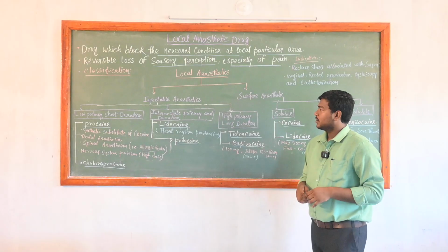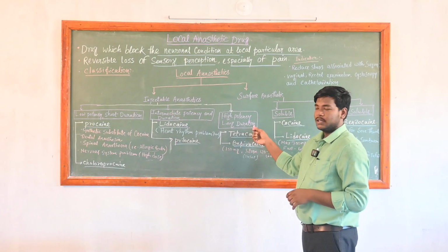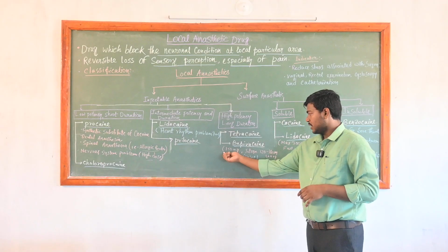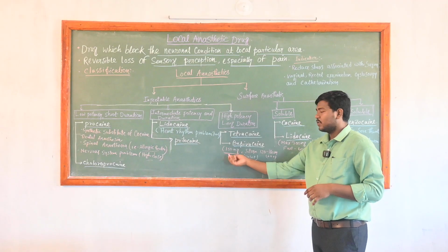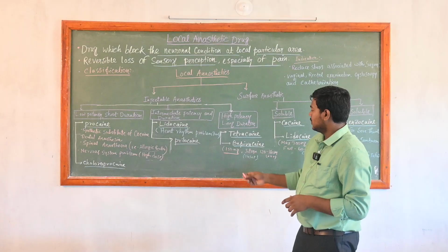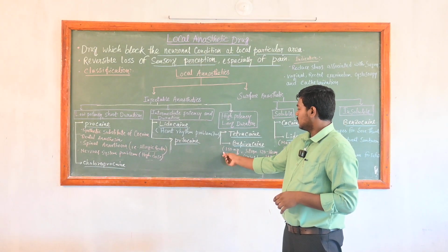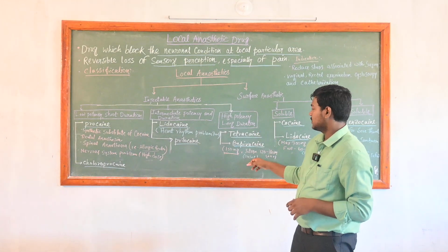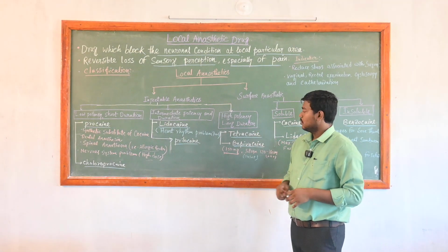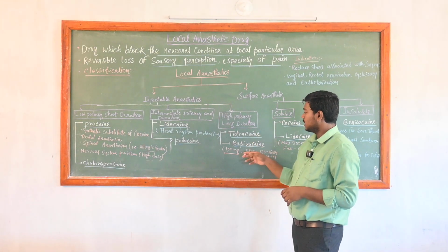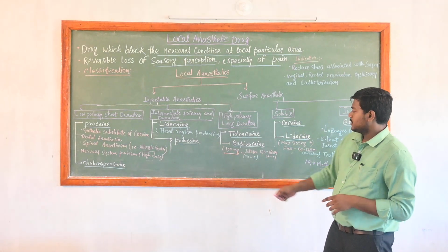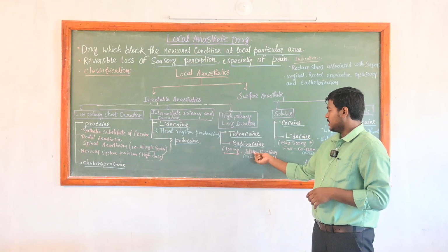Bupivacaine is one of the important drugs in this category, and the maximum dose is 150 mg. So what is the maximum dose? That means above 150 mg, it shows the toxic effect. So the limitation is 150 mg. To provide anesthesia, we can use Bupivacaine in less than 150 mg in dosage form. And the onset of action is intermediate.